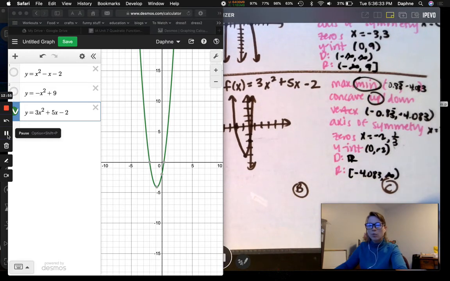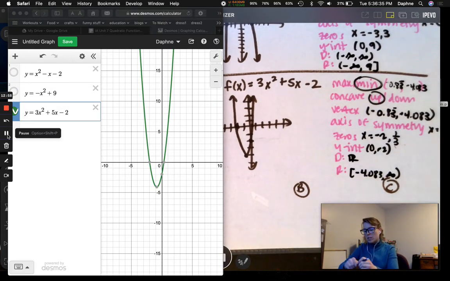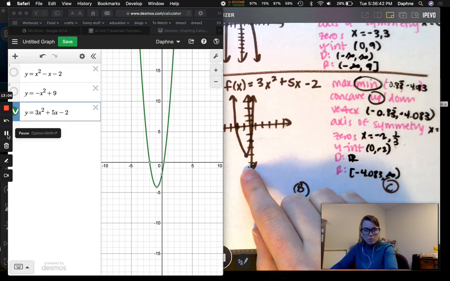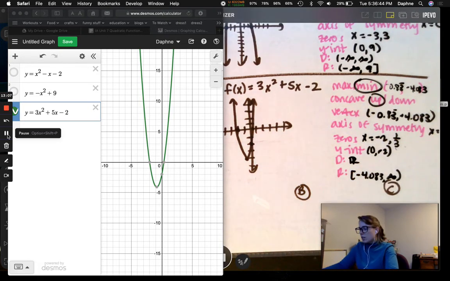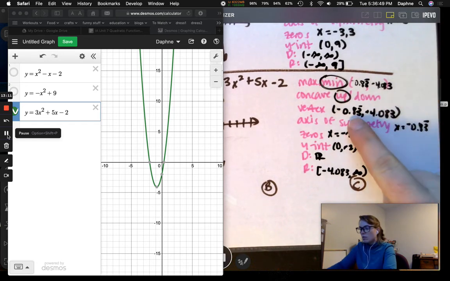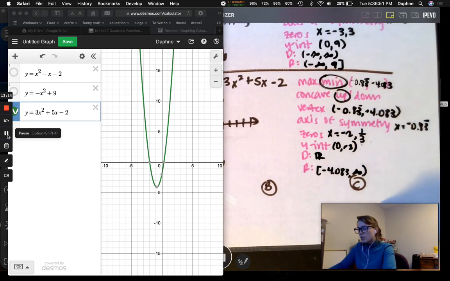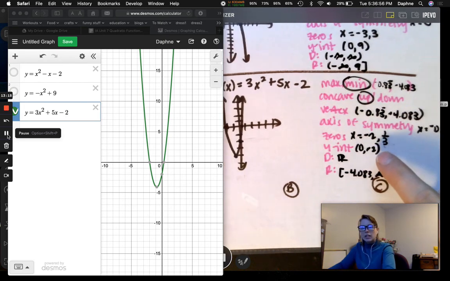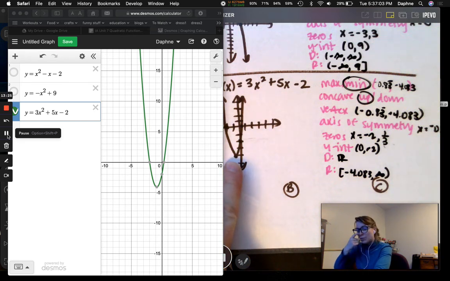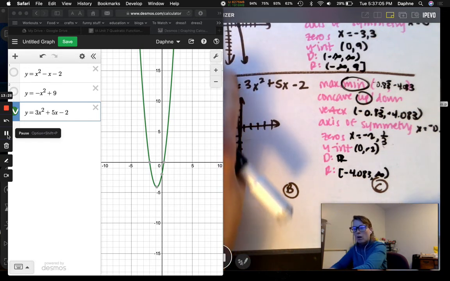All right, here's example 3. Notice there's a minimum. It is the smallest point. There's no maximum in this case because there's always a point that's higher. And then it's concave up because we have a minimum. The vertex is at that location, same thing as the minimum. The axis of symmetry is the x value of that vertex. The zeros are where it crosses. That'll be -2 and +1/3. Y-intercept is at 0, -2. Domain is all reals. Range includes and starts at -4 and 83/10,000ths and goes up to +infinity.